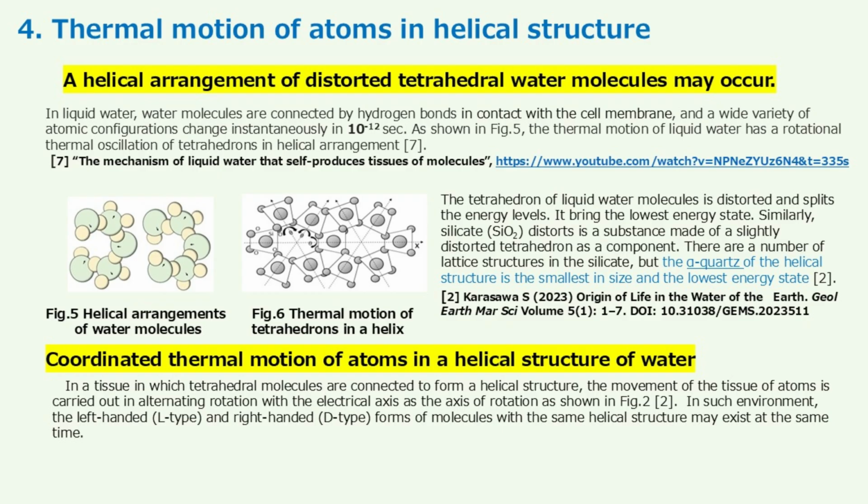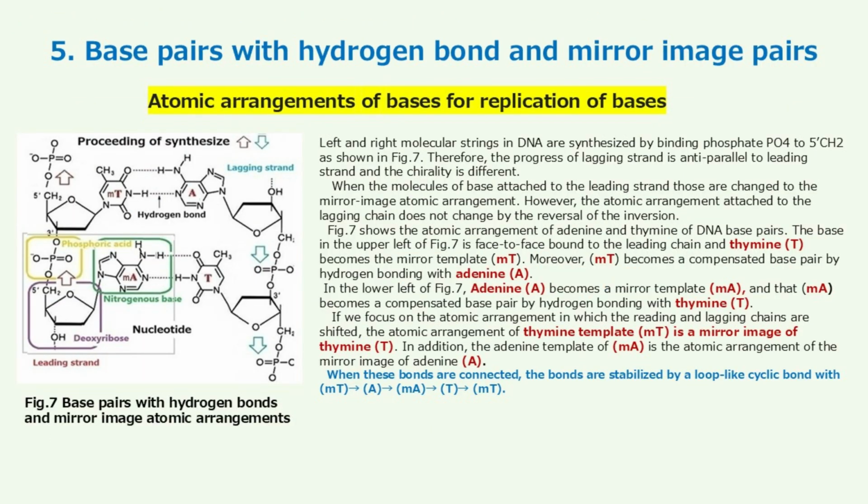In such an environment, the left-handed and right-handed forms of molecules with the same helical structure may exist at the same time. Base pairs with hydrogen bonds and mirror image pairs. Atomic arrangements of bases for replication of bases.